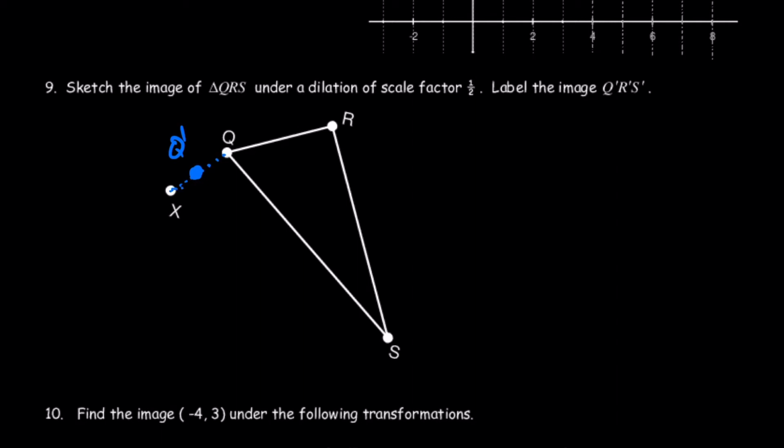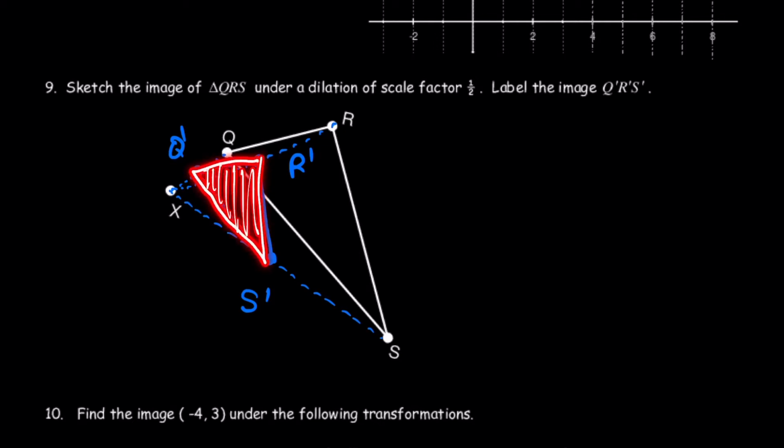Let's do the same thing here for R. Approximately halfway. There's R prime. And then S might be a little bit more challenging because it's kind of far away. And approximately halfway looks there, S prime. And then you just have to connect those. Again, it's freehand, so it doesn't have to be perfect, but you should notice that this new shape here is roughly half the size of our original.